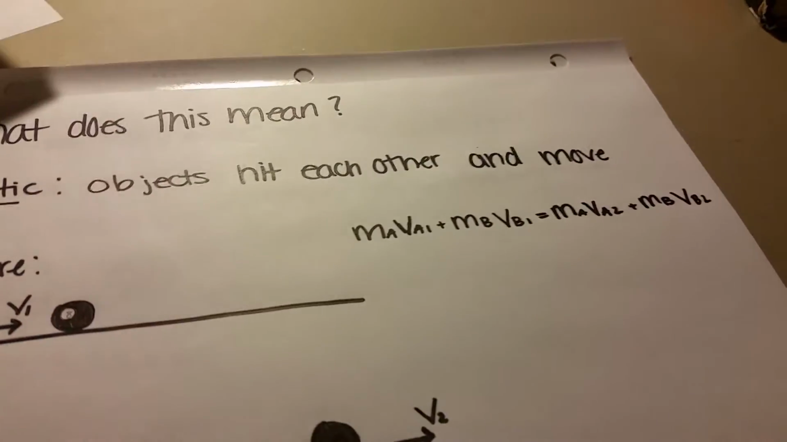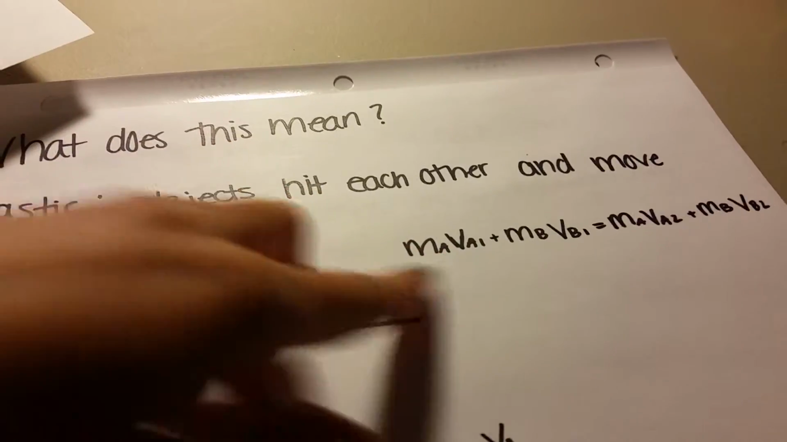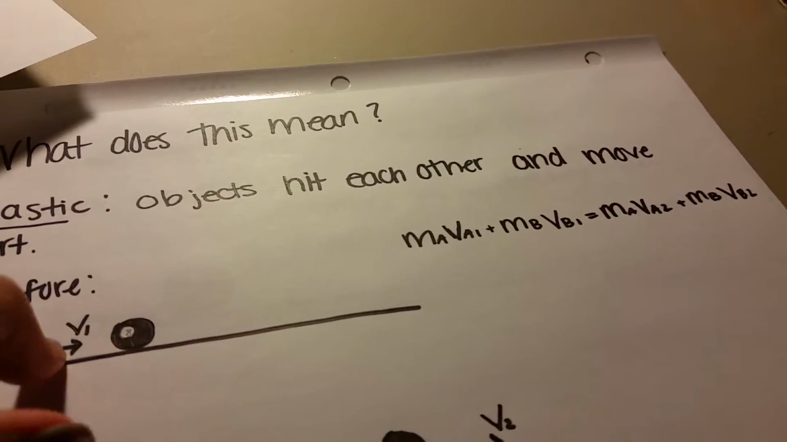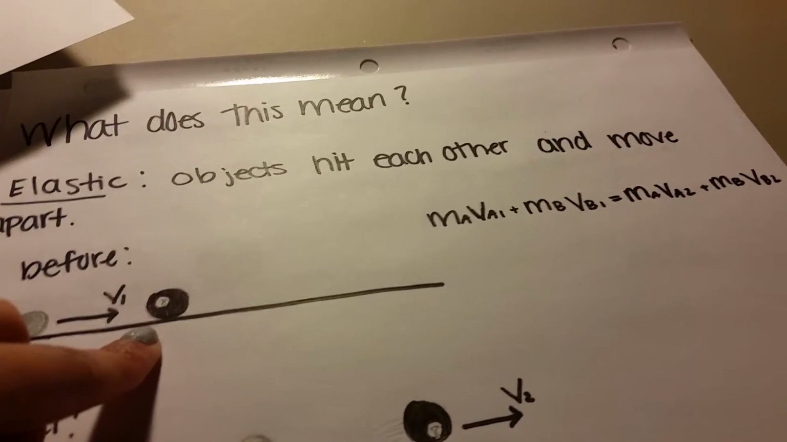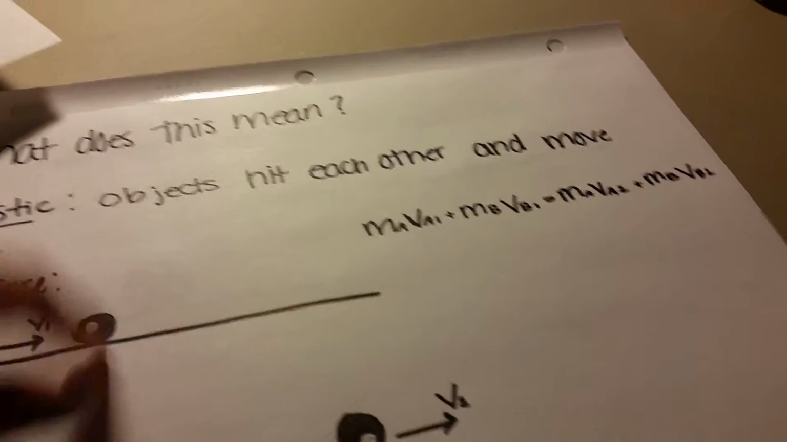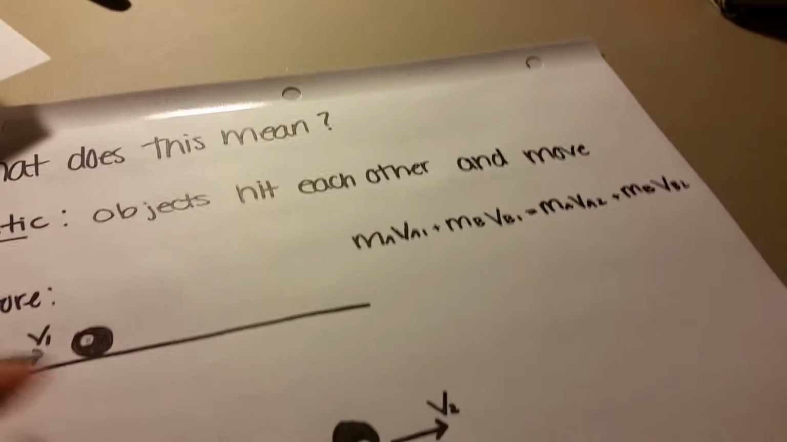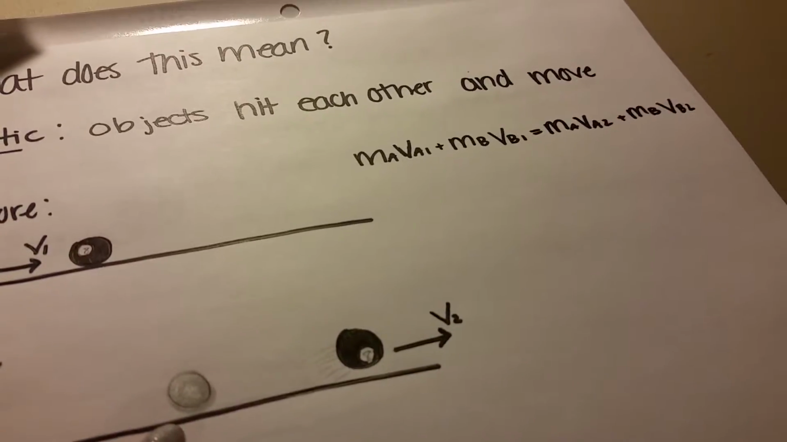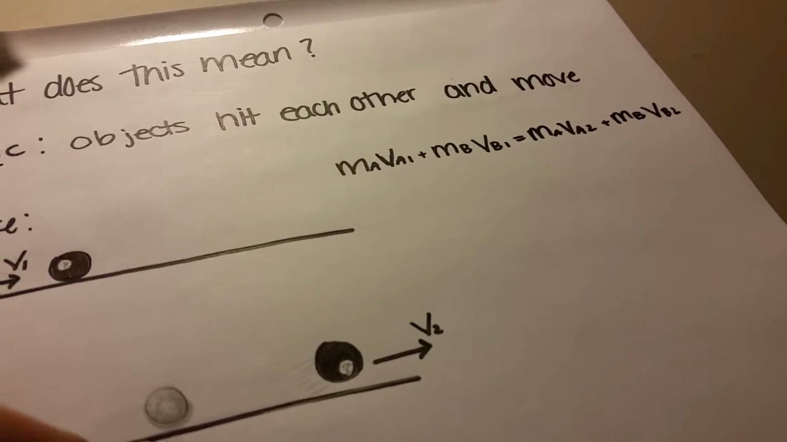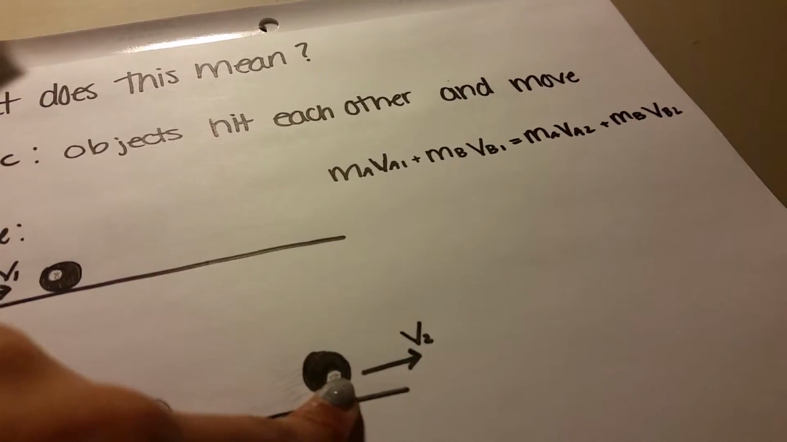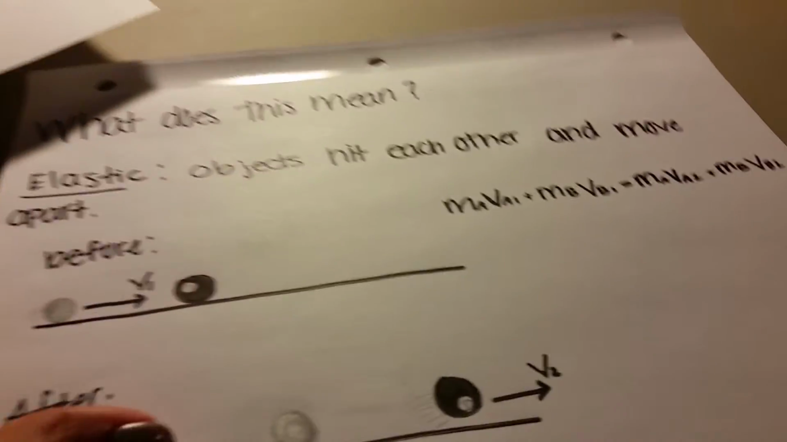The equation for this is the mass of A times the velocity of A initially, plus the mass of B times the velocity of B initially, equals the mass of A times the second velocity of A, plus the mass of B times the velocity of B after it's moved.